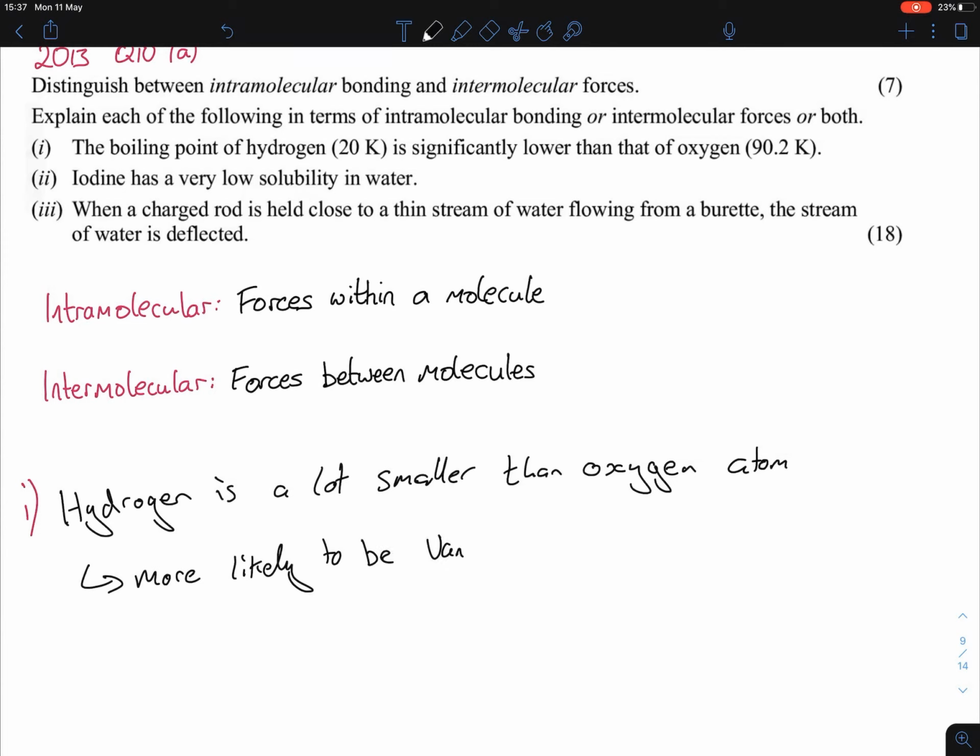Now, you could be wondering how did I go to intermolecular forces as opposed to intramolecular forces? Well, in this case, if you're ever looking for boiling points, everybody, boiling point specifically goes towards intermolecular forces. So that's van der Waals, dipole-dipole, or hydrogen bonding. Now we're not dealing with water, we're only looking at hydrogen here, and we're dealing with oxygen here. So hydrogen is a lot smaller than the oxygen atom, and therefore it's more likely to be van der Waals.